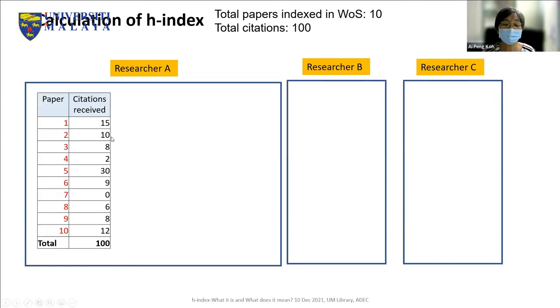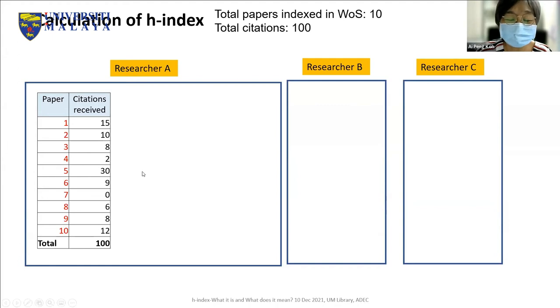Perhaps I start with researcher A. What is the H index for researcher A? Any guess? Nobody wants to try? 1? 17? Someone give 17? 1. Who said 1? Rudy. Why do you say 1? 100 divided by 100. Okay, good. So researcher A, the H index, 10. Okay. You know it very well.